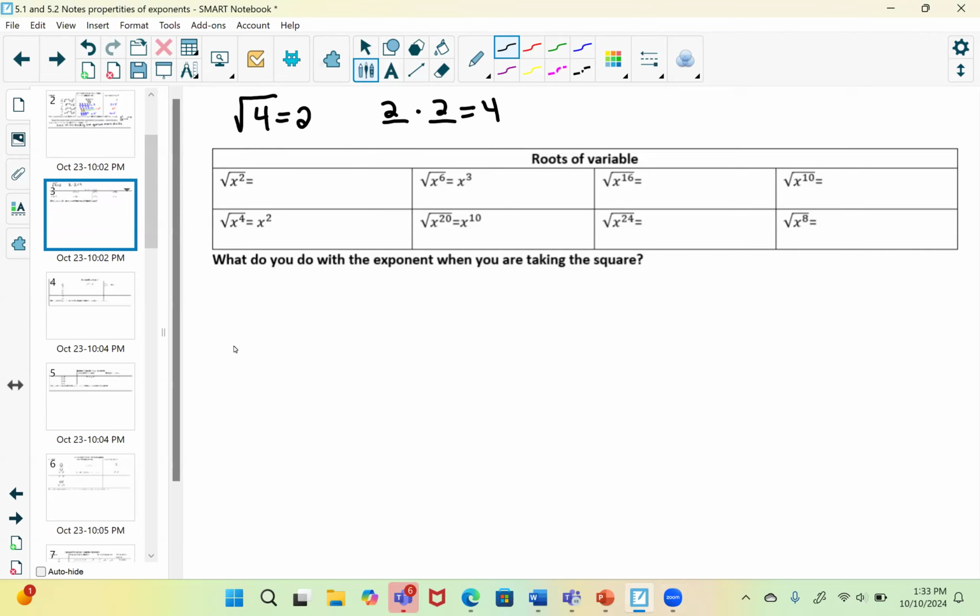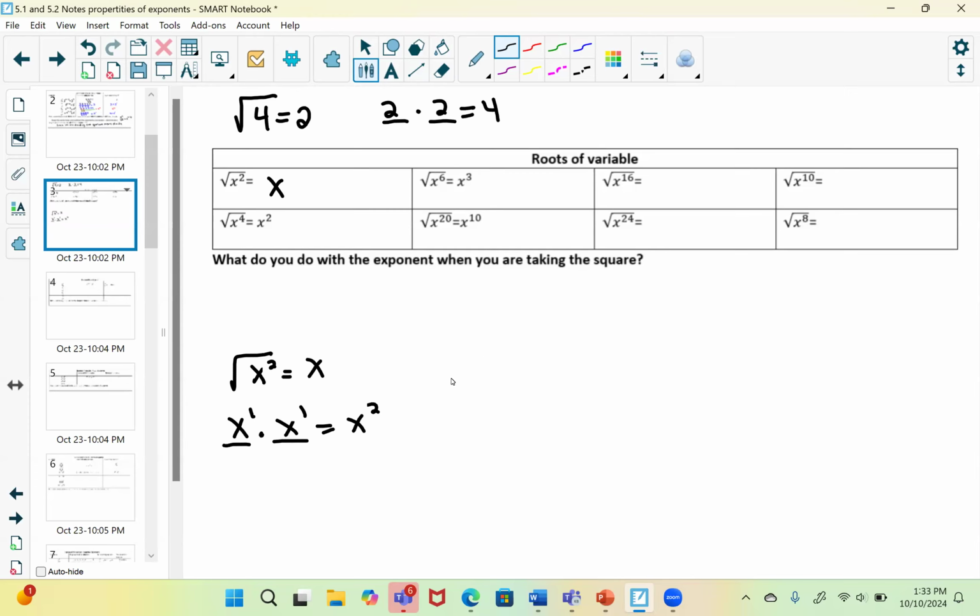So if I want, for example, the square root of x squared, okay, we're thinking, again, what times itself gives me x squared? And that would be x times x, because 1 plus 1 is 2. And so the square root of x squared is x.